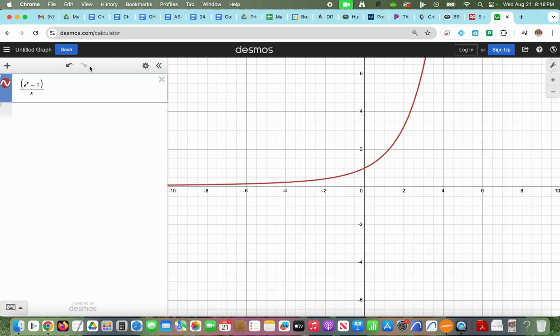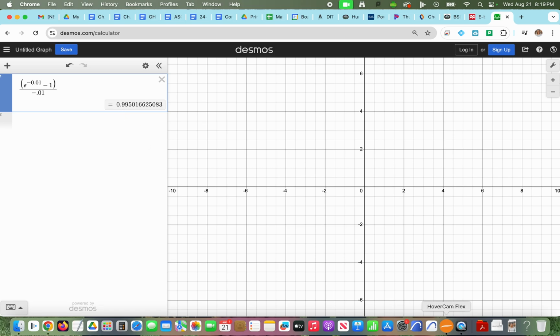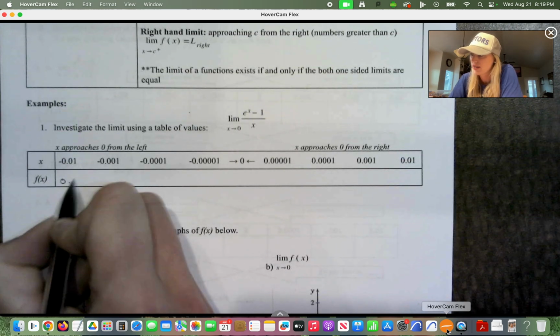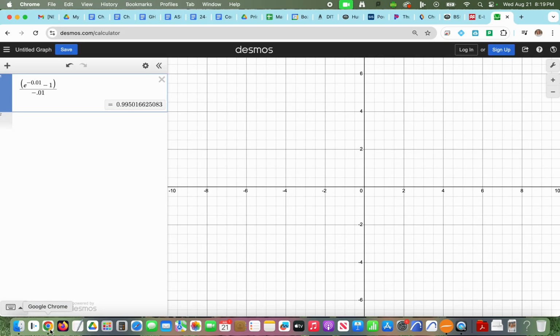In our table, I'm going to start from the left. So I've got negative 0.01, and that's also going here, negative 0.01. Oh, I forgot my negative up there. There we go. You can see right here, this is what that equals approximately. I'm going to write that in my table. When I plugged in negative 0.01 for both those x's, I got 0.995.